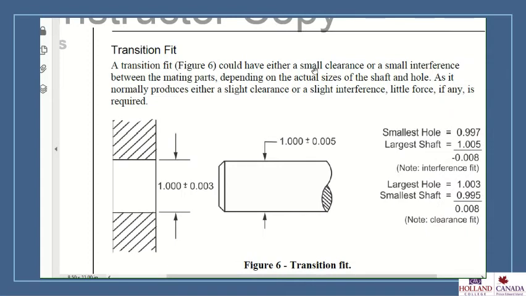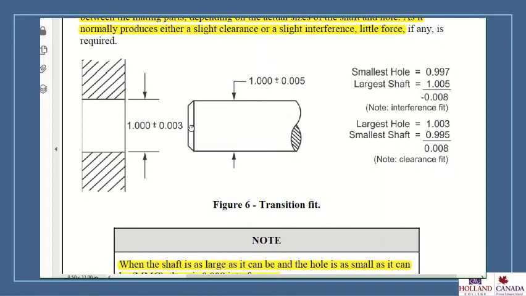And our third type of fit is a transition fit. A transition fit can vary. It could have either a small clearance or a small interference between the mating parts, depending on the actual sizes of the shaft and hole. As it normally produces either a slight clearance or a slight interference, little force, if any, is required. So let's take a look at these two parts again.